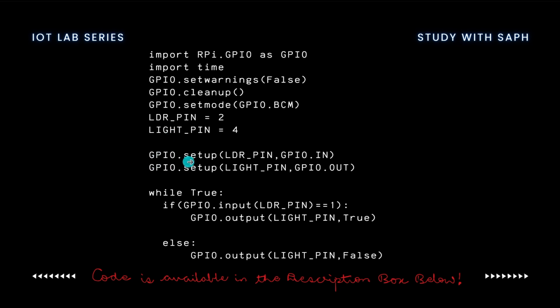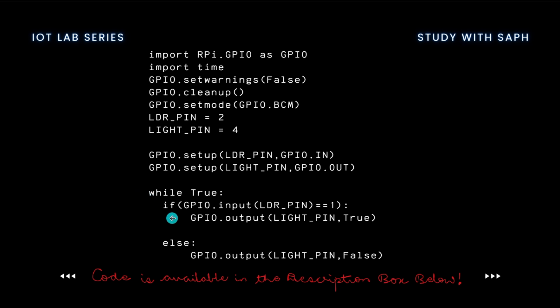That is done using the GPIO.setup statements. The LDR pin is set as GPIO.IN because it is connected to the sensor, which is an input device. Similarly, the GPIO.setup for the LED pin, light_pin, is set to GPIO.OUT because the LED is an output device. After the basic definitions, we have our forever loop, which is being initialized.